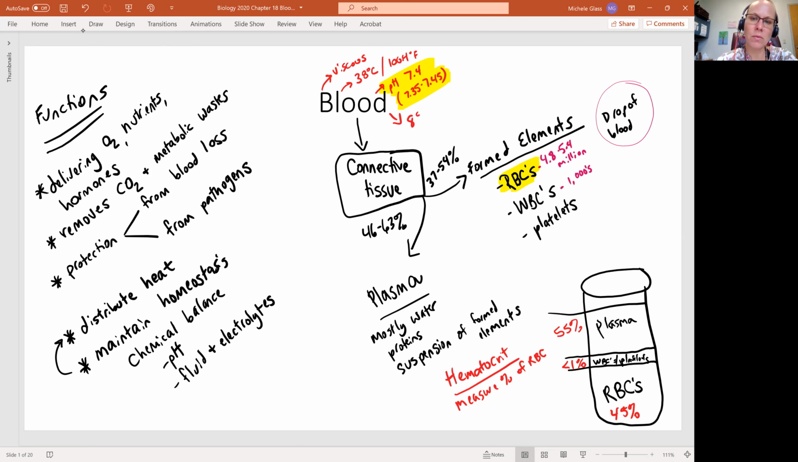And then this last little bit is just kind of a factoid. If you're interested, we'll see that your blood is about 8% of the adult body weight. And depending on your body type and body size, that could be 4 to 6 liters of blood total.